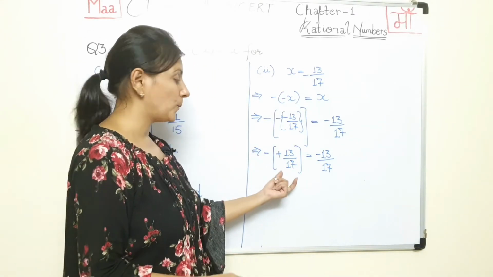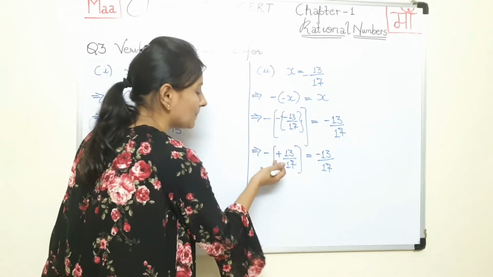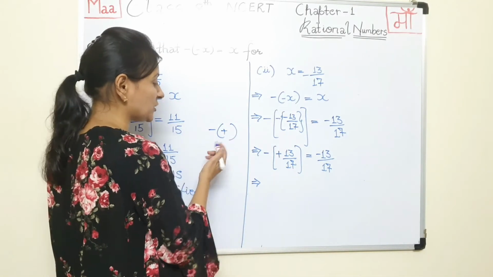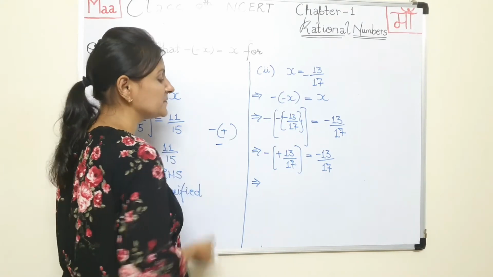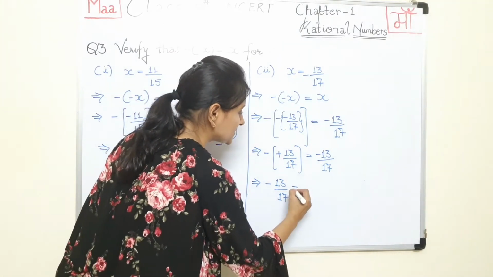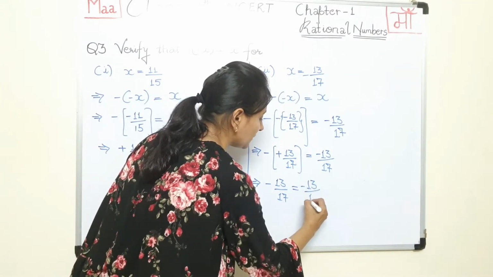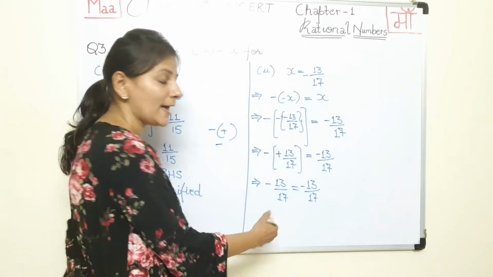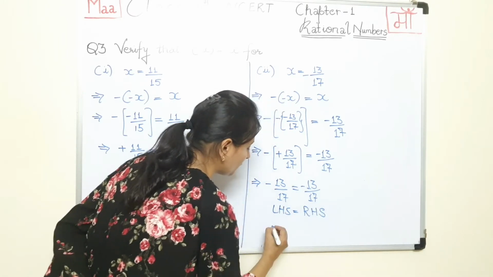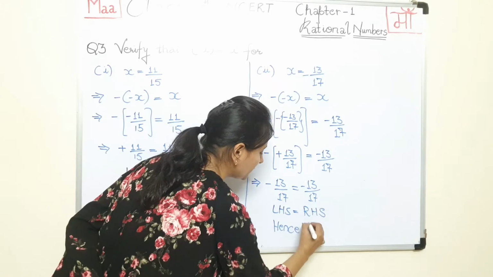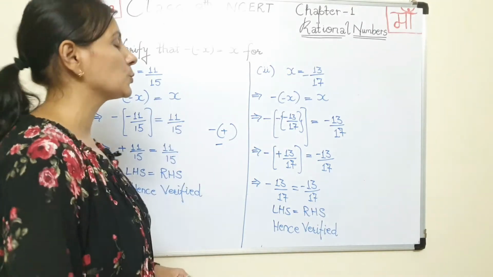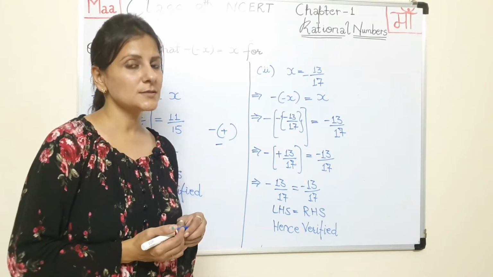Now in next step you have to open this big bracket, and in this minus sign is outside the bracket and plus sign is inside the bracket. So whenever you get the situation like this, minus outside plus inside, so it becomes minus. So minus plus minus 13 upon 17, and towards the right hand side also you can see that minus 13 upon 17. So here you can see that LHS is equal to RHS. So we have verified this also, that it is correct. Fine students, so that's how you have to solve this question number 3. I hope this is clear.